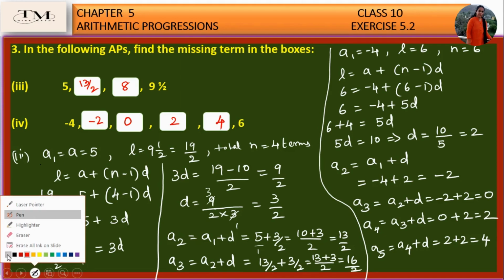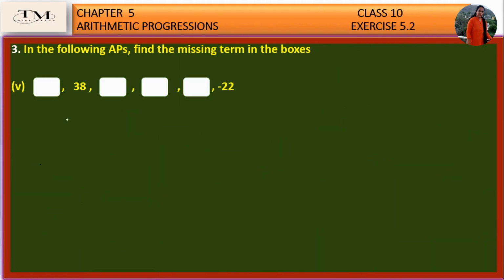So I am moving on to the next problem. Fifth one. Here the first term is missing. What is given? A2 is equal to 38 and we need A and D. So we need two equations. So this is 1, 2, 3, 4, 5, 6. So A6 is minus 22.